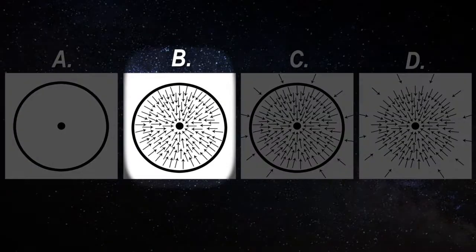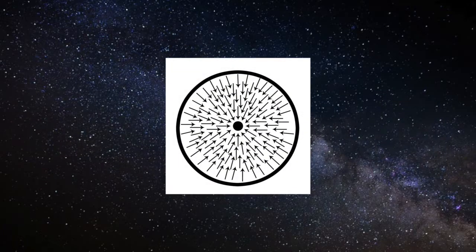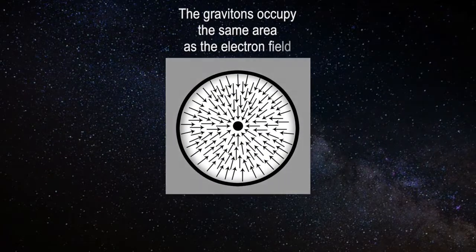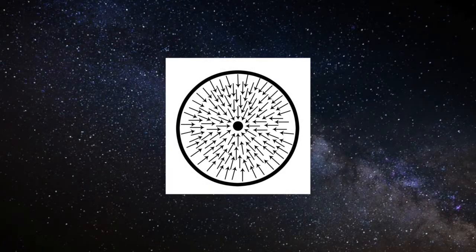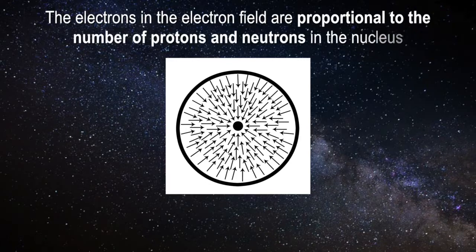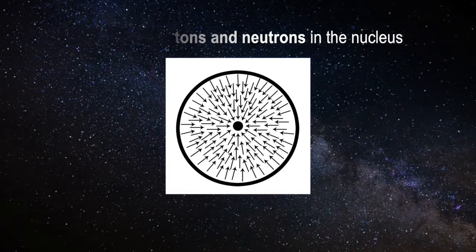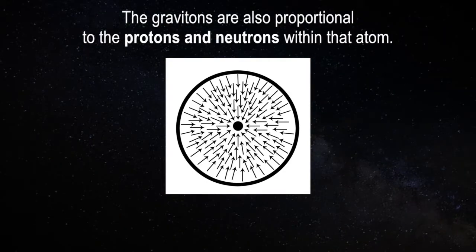Depiction B is how Gary's perspective through his research sees a single atom. The gravitons occupy the same area as the electron field. Just as in current theory, the electrons in the electron field are proportional to the number of protons and neutrons in the nucleus. The gravitons are also proportional to the protons and neutrons within that atom.